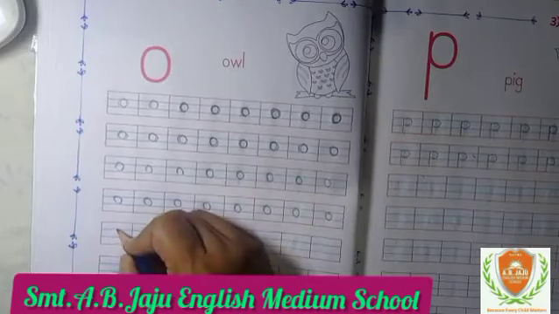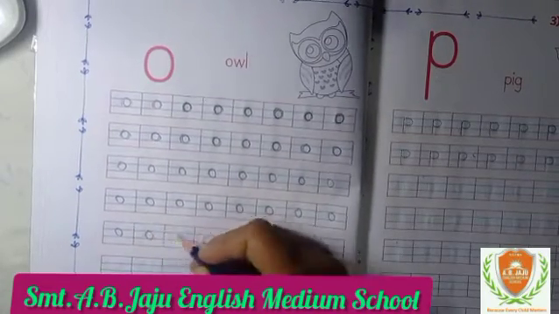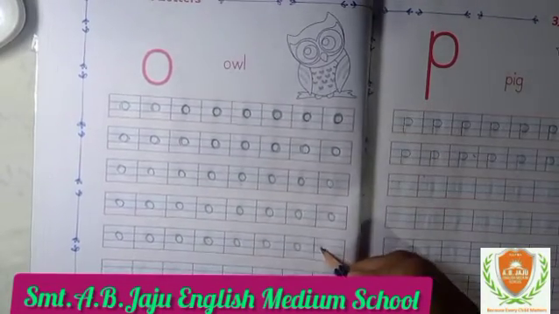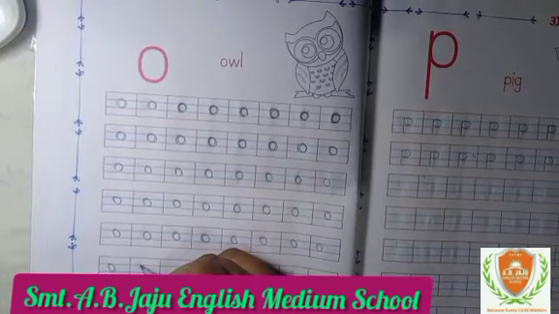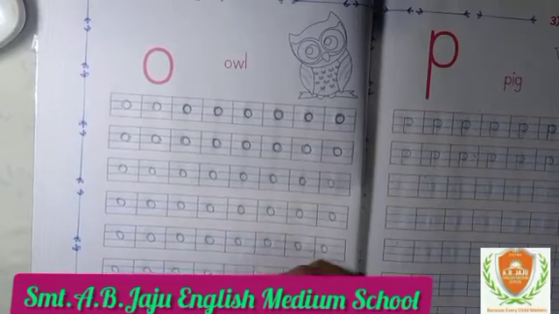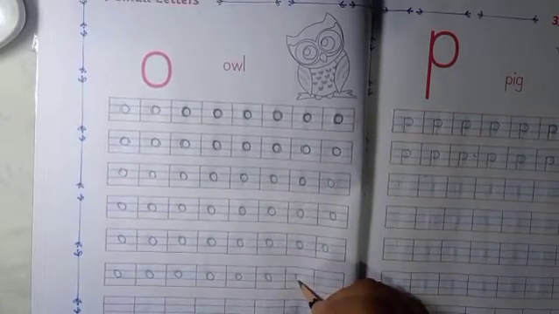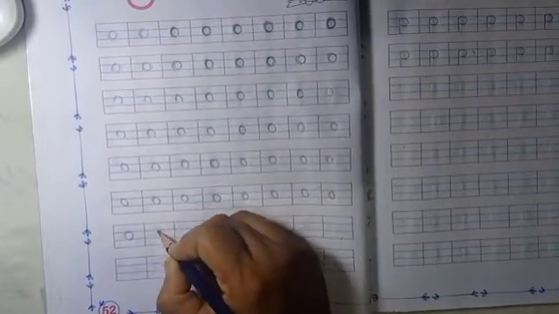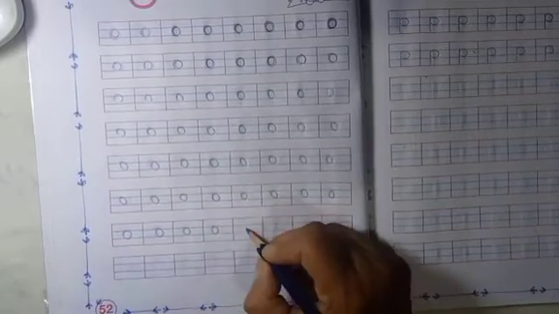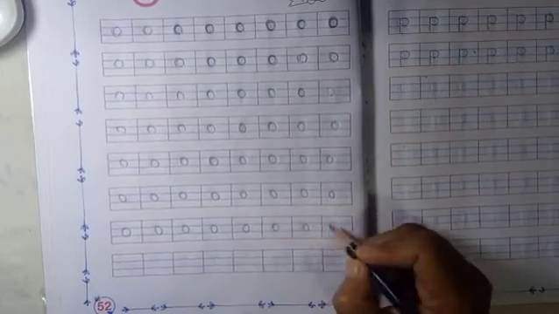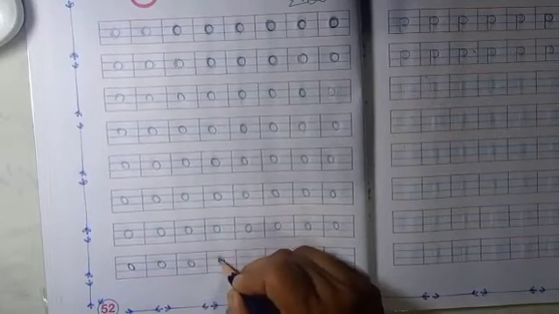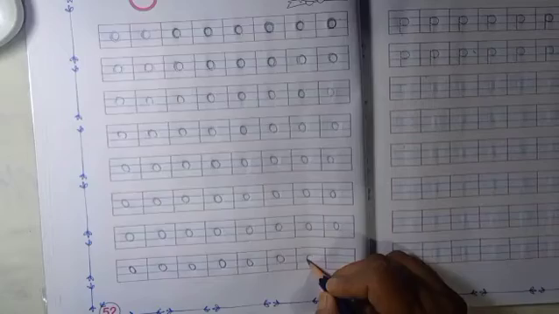Between the two blue lines you have to write small o. The sound of O is O. O, O, orange. O, O, owl. O, O, ostrich. O, O, octopus. Orange. This is small o. Write slowly. Between the two blue lines you have to write small o. Small o. Like this you have to write.